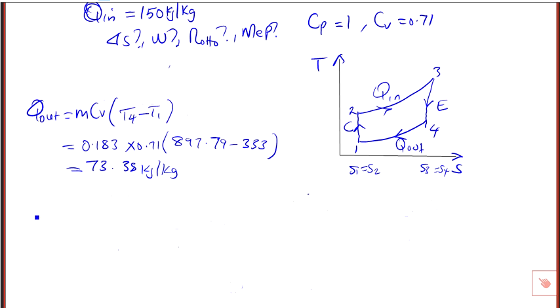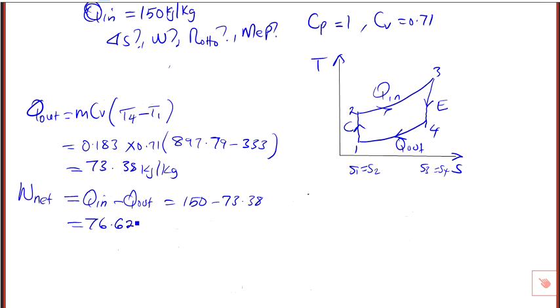Now the net work done is the difference between heat in and heat out. So heat in minus heat rejected will give you the net work done, which is equal to 150, as was given in the question, minus 73.38, and this gives you net work done to be 76.62 kilojoules per kilogram.